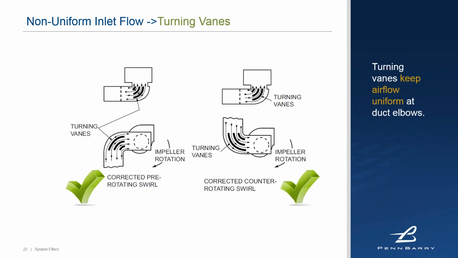And in that way, they're kind of like turnstiles and gates in a train station. Everybody has to move the same way, and if one guy jumps out of line, he can't screw the whole thing up. Now, here we are looking at a situation where we have turning vanes in here, and we've done this both with what we would call pre-spin and counter-spin.